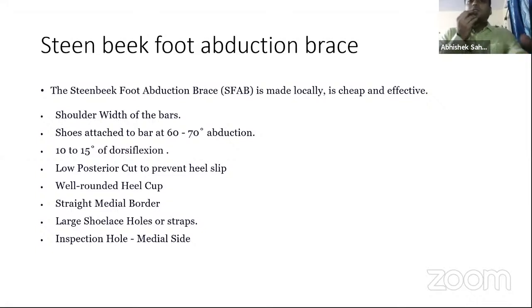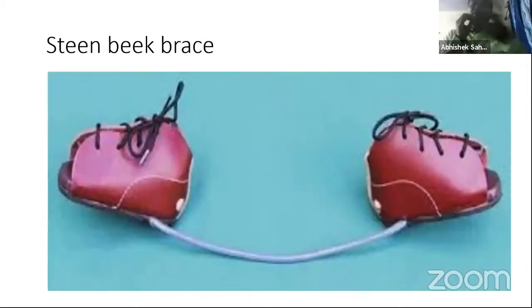Now shoulder width of the bars, the shoes are attached to the bar at 60 to 70 degrees of abduction, and 10 to 15 degrees of dorsiflexion must be achievable when we put it. The low posterior cut is done to the shoe to prevent the heel slip. It should have a well-rounded heel cup, a straight medial border, which is again the same with the DB splint. We have to have large shoelace holes or straps, and an inspection hole, which is mostly on the medial side. Now this is the Steenbeck brace.